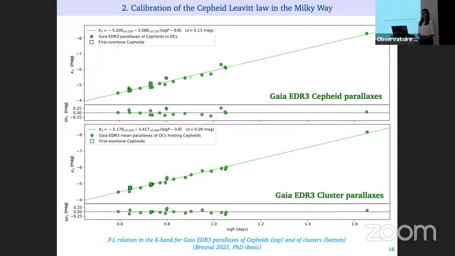When I compare the PL calibration from Cepheids and from clusters, we can see that the dispersion from cluster parallaxes is lower. 0.09 mag is very close to the width of the instability strip. It shows that this is one of the best calibrations that we can obtain. And of course, we have a lack of long period Cepheids, as always in the Milky Way. But by comparing the slope of this calibration with others from the literature, it is quite consistent.